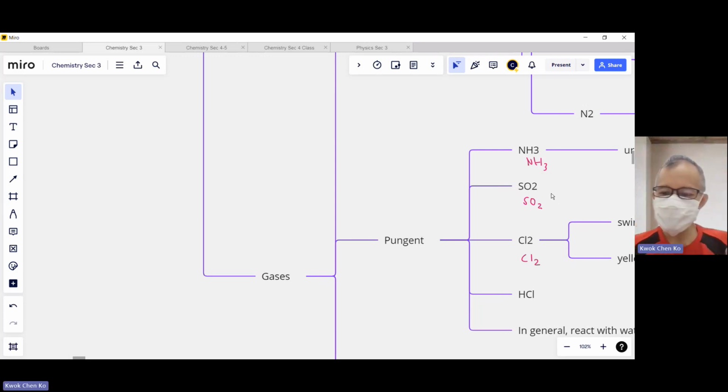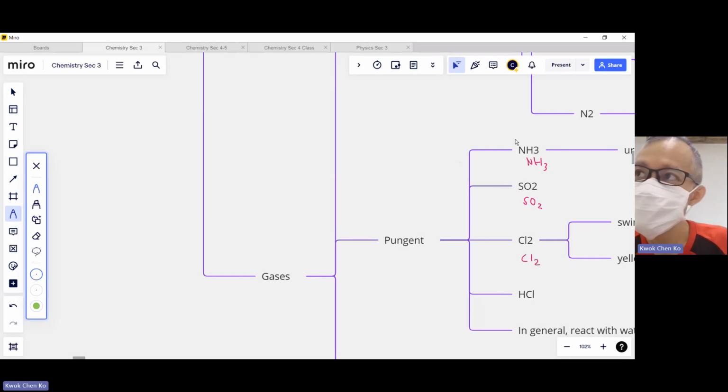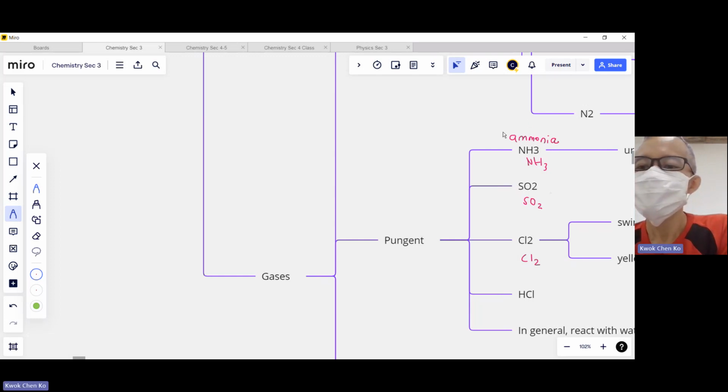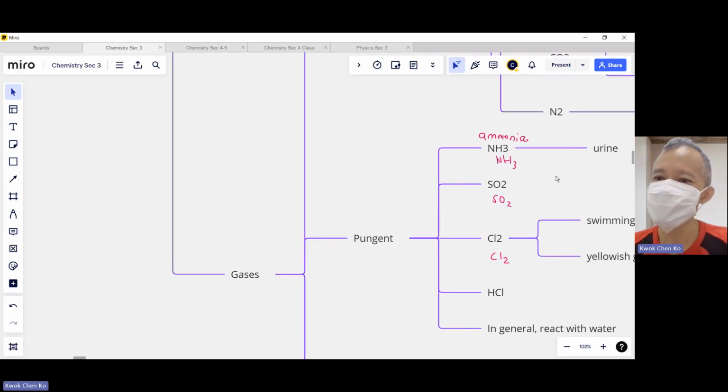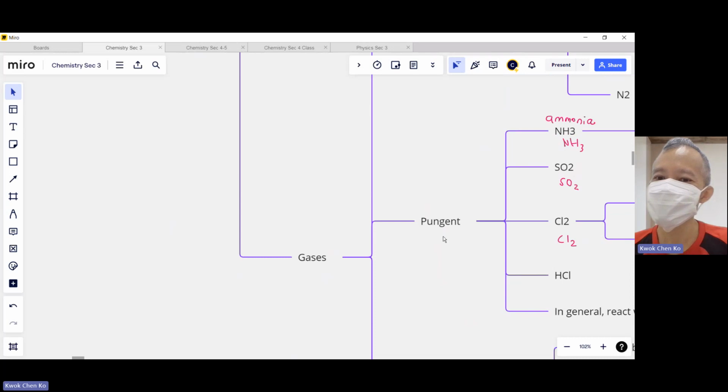Do you know what is the first one? NH3. There's a name for it. No, that one is CH4. This one you have to know. Ammonia. And how does it smell? You never smelled it before? I'm sure you have. It's the urine smell. But for your exam, don't describe it as urine smell. You describe it as pungent. This is the answer you should use.